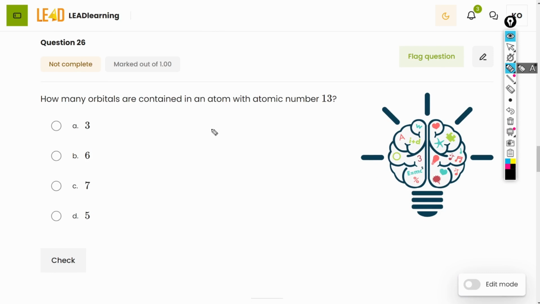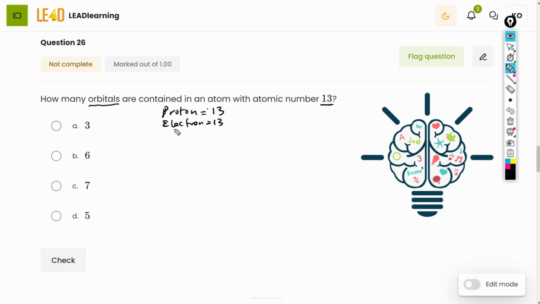Question 26. How many orbitals are contained in an atom with atomic number 13? Now, to start with answering this question, the atomic number 13 corresponds to the number of electrons in that atom. So if the atomic number or the proton number is 13, it means that the electron number will also be 13.